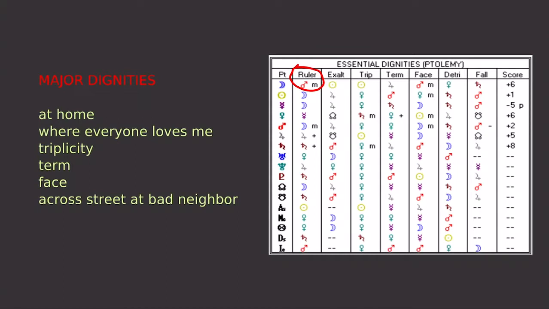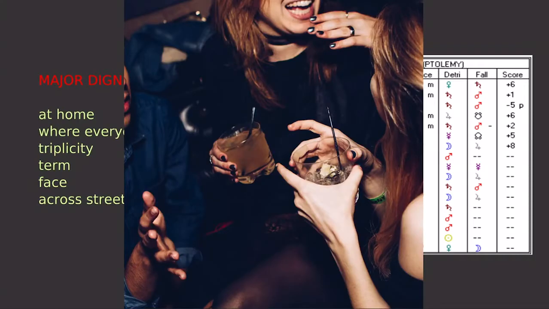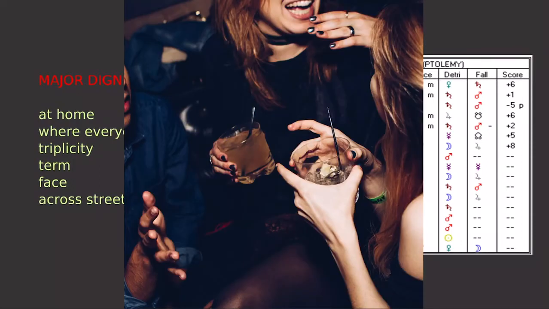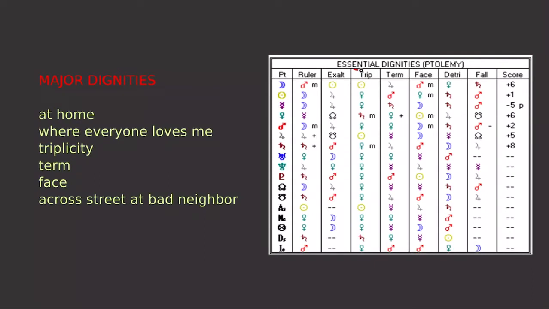One is ruler, or where you live, your home. One is exaltation, which means where everybody loves you. So exalted is the place you go to where everybody absolutely adores you and everyone's excited to see you, and it's a big party the minute you arrive. That is exalted. So that is part 2, which is everyone loves me. The next one is triplicity. We'll explain that. Then we have term, face, detriment, and fall. Luckily, you don't have to memorize detriment and fall. Detriment and fall are the opposite of ruler and exalted.